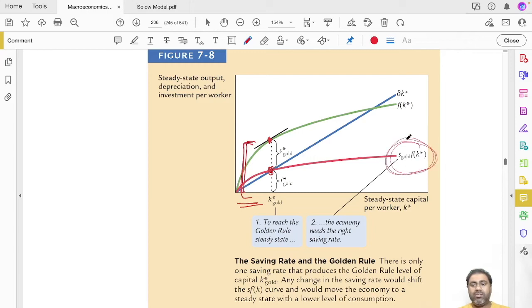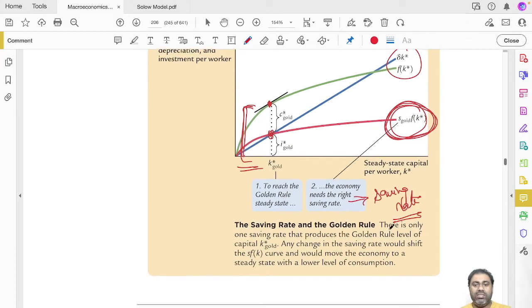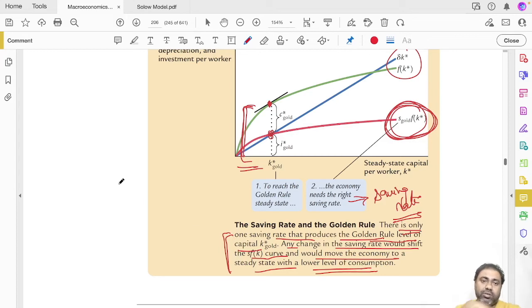This is your S gold. Okay, S gold means the actual saving rate. In the golden rule, there is only one saving rate that produces the golden rule level of capital, K gold. Any change in saving rate would shift the SK curve and would move the economy to a steady state with a lower level of consumption. So what this means is that the steady state doesn't mean that at the steady state your consumption is also maximum.